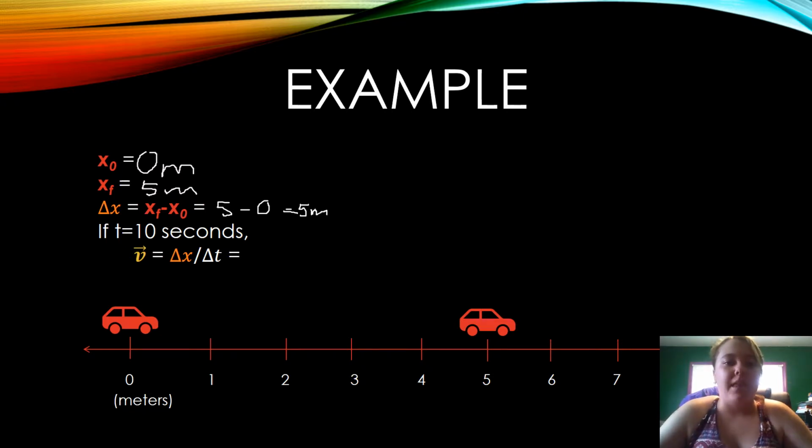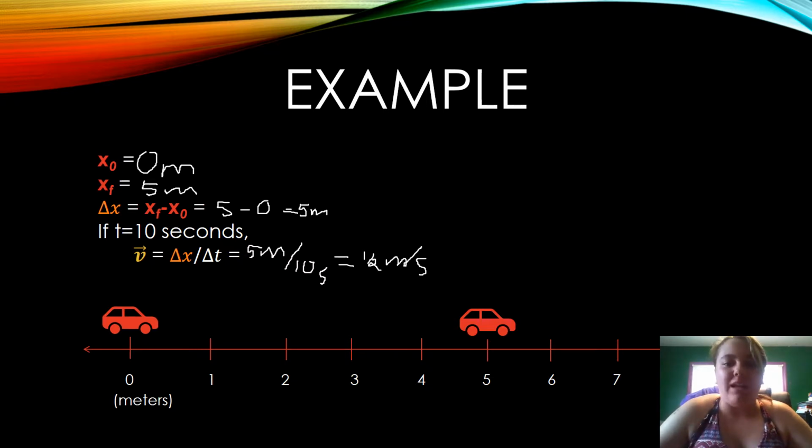All right, 5 meters. Now, if, say, our car takes 10 seconds to travel this distance, what is our average velocity? We can find that by taking our change in x, which we found to be 5 meters, and dividing by our change in time, which here we're given is 10 seconds. Divide that and we get 1/2 meters per second. And there we go. You just found the initial and final positions, displacement, and the average velocity.